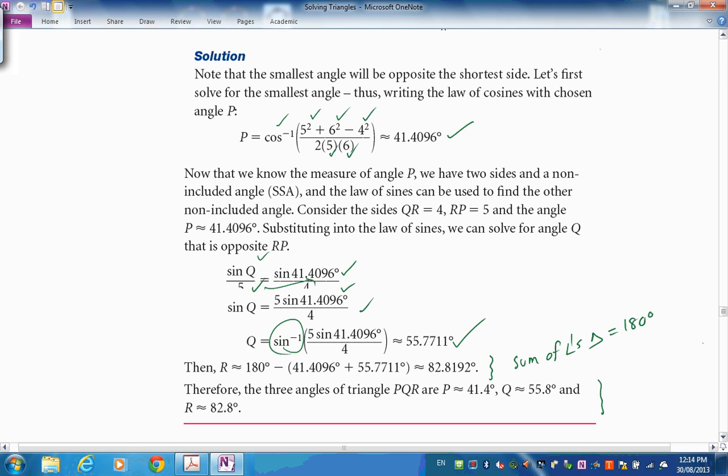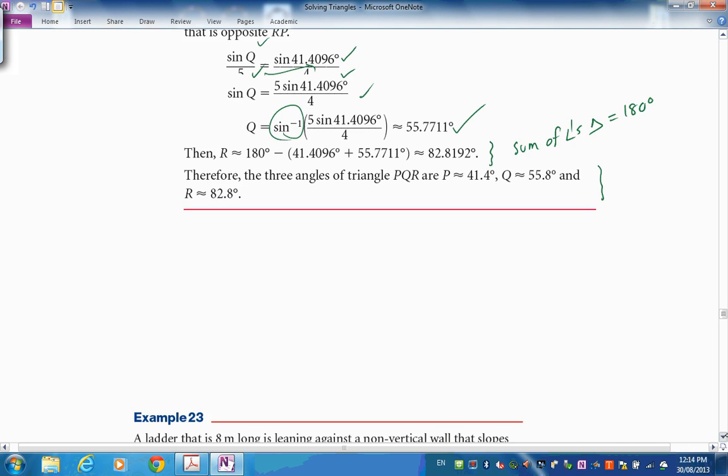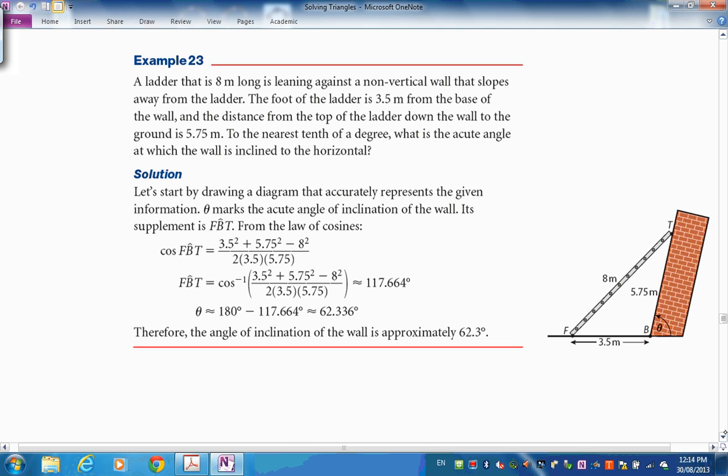Okay, we've got two powerful tools here now, haven't we? Really powerful. Let's come down and do a final example now. A ladder is 8 metres long, leaning against a non-vertical wall. The wall doesn't look too healthy, mate.